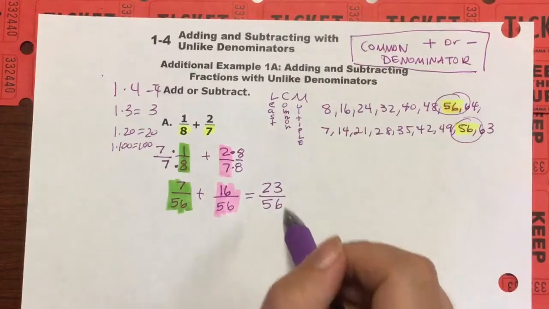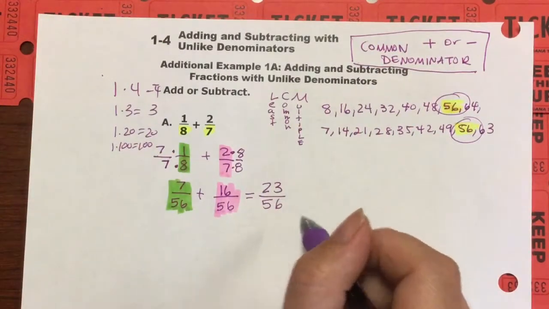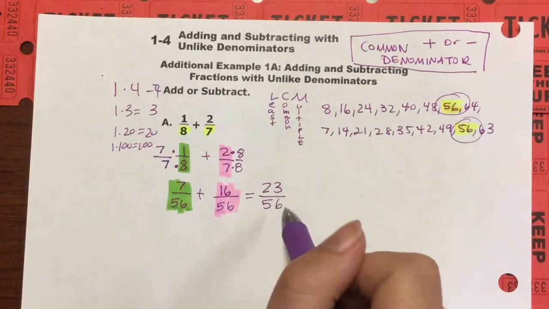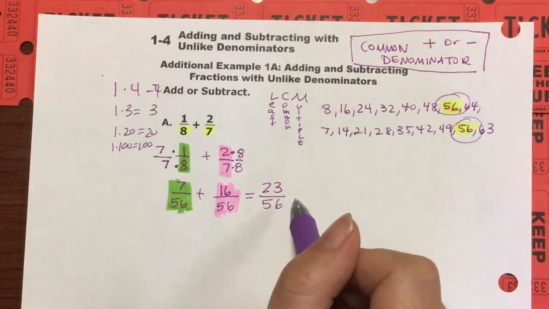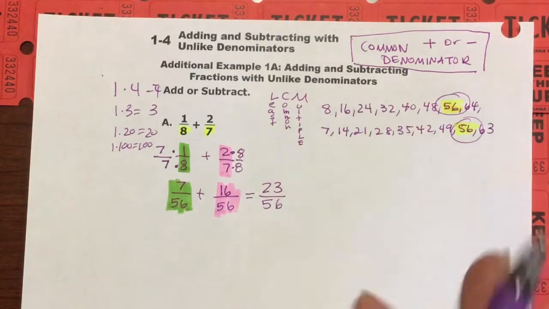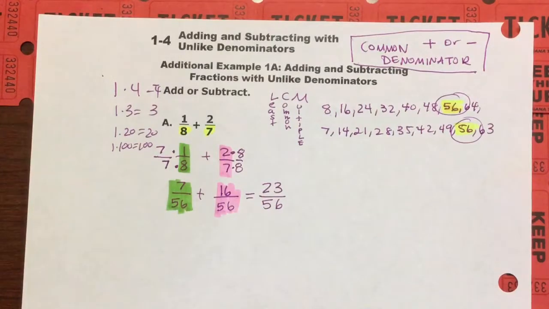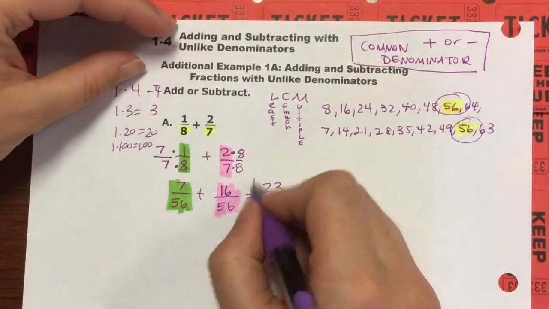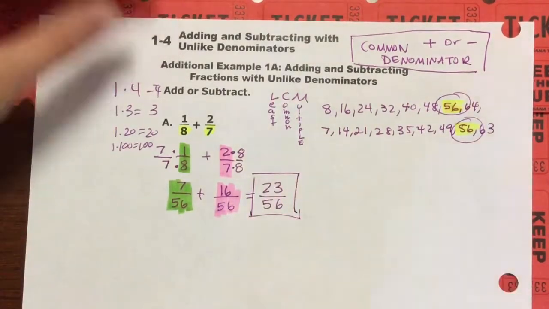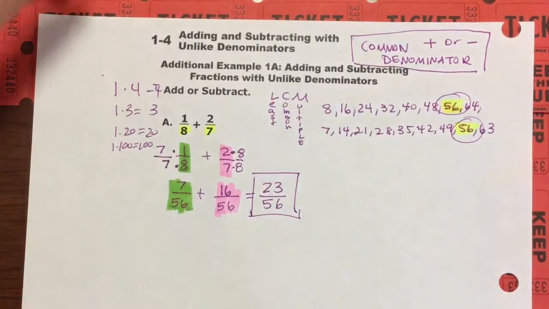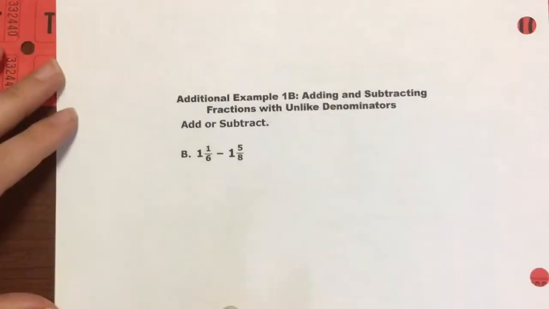The only thing we're going to do is look to see if we can simplify this, put it into simplified form, or lowest terms. 23, I know that 23 is a prime number. And so my only thought, can 23 go into 56? Well, 23 plus 23 is 46, so I know that it can't go into 56. So this is the answer, 23 over 56. Cool. Okay, let's move on to the next one.